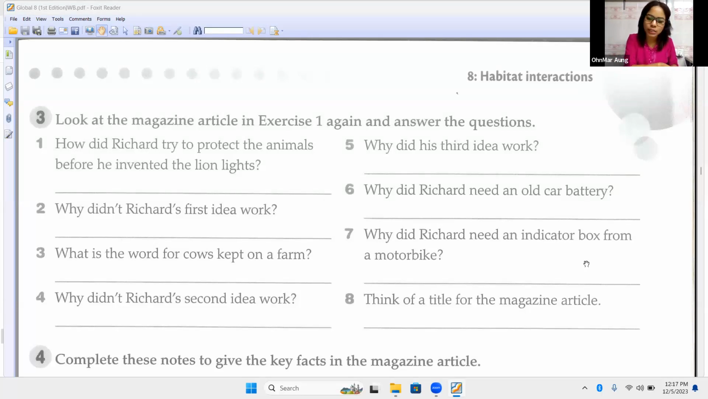You could see the indicator box in the question. So you need to read. Where do you see indicator box? Second column, first paragraph. The indicator box made the lights. So what does the question say? Richard needed an indicator box from a motorbike to make, right, change a little bit, to make the lights flash on and off. Do you understand? Yes. Okay, number eight, answer.